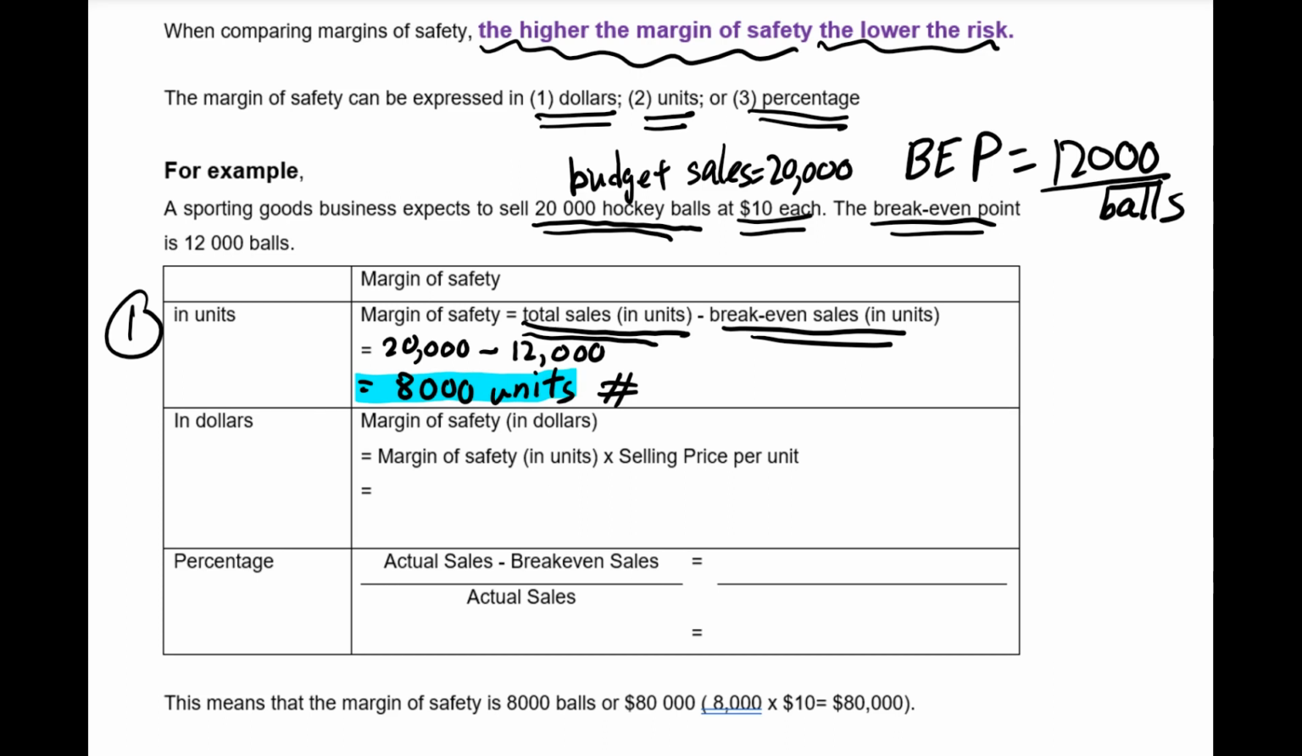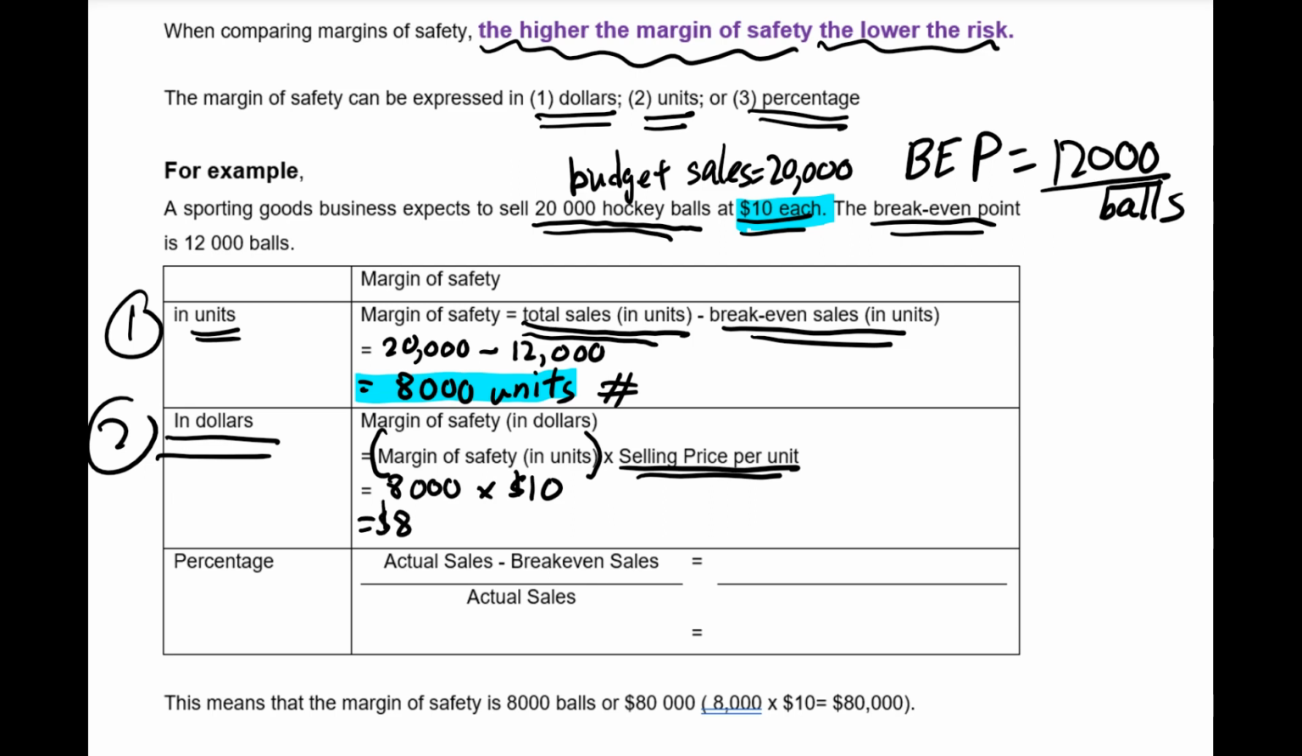If they ask you to find the margin of safety in dollars, it can be in units or in dollars, you have to take your margin of safety in units times the selling price. In this case, our selling price is $10 each. So your margin of safety in units is 8,000 times $10. You will get $80,000. This $80,000 is your margin of safety in dollars.